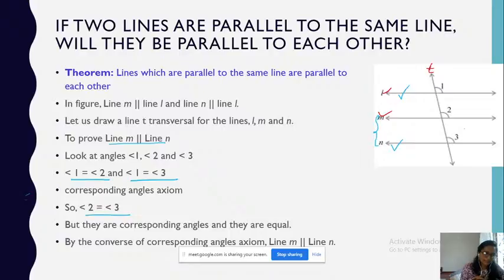Lines which are parallel to the same line are parallel to each other. So for that, we drew three lines and a transversal. And by the given condition, we know that two lines are parallel. That is, line L and M are parallel, and line L and line N are parallel. So then when we looked at the corresponding angles, we got that angle 1 is equal to angle 2 and angle 1 equal to angle 3 by the corresponding angles axiom. And from these two, we got that angle 2 is also equal to angle 3. Since they are corresponding angles formed when a transversal T is intersecting two lines M and N, we can say that line M is parallel to line N by the converse of corresponding angles axiom, and hence proved the theorem. It's very simple, right?